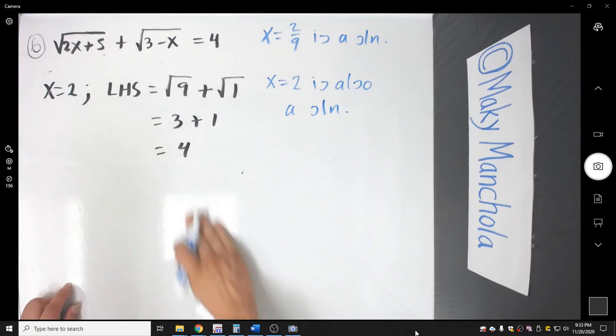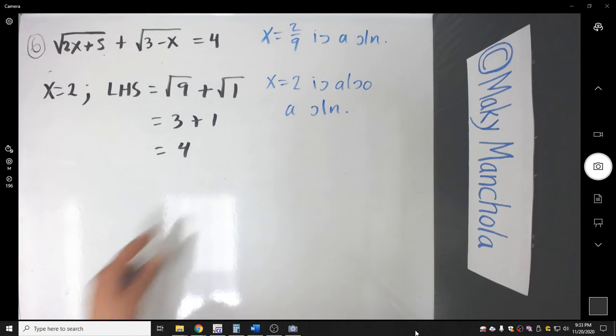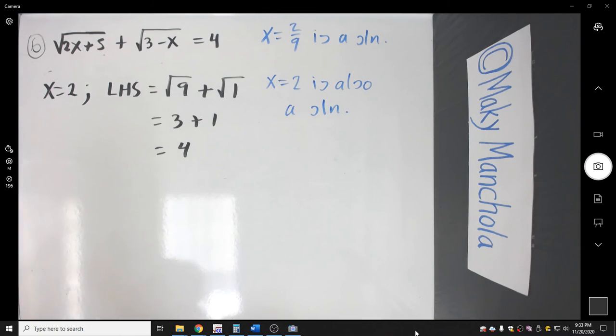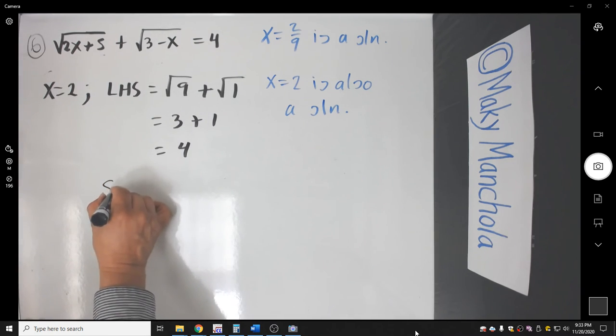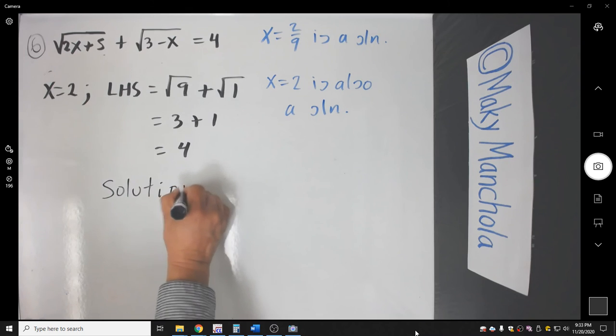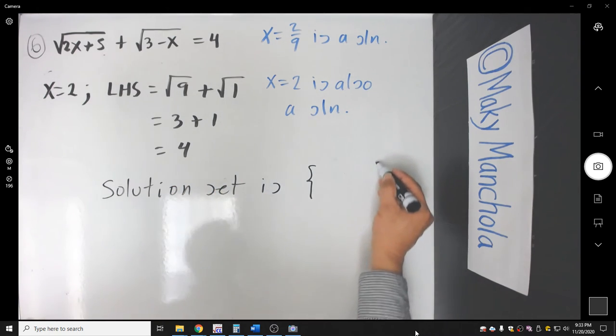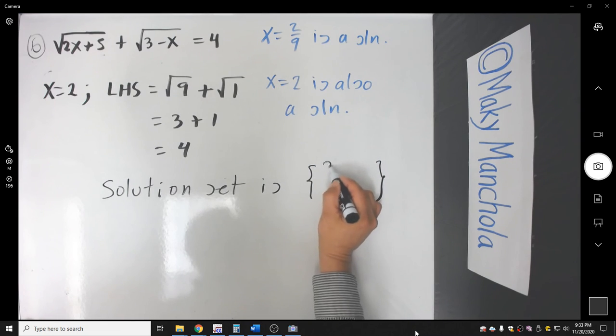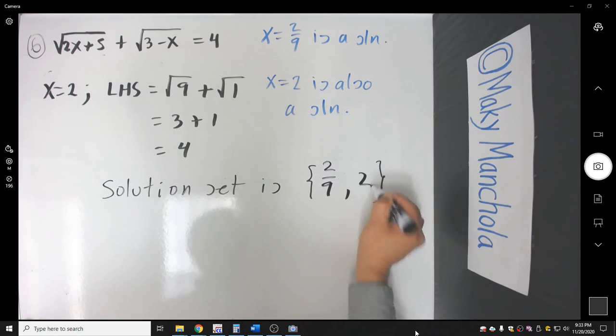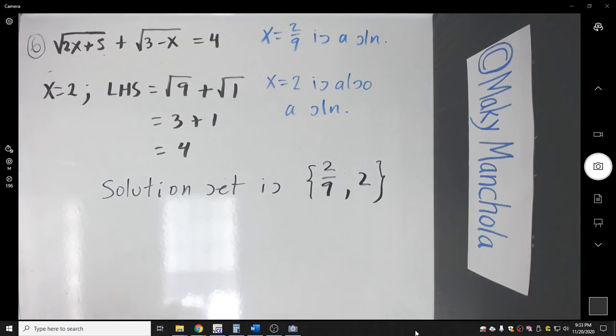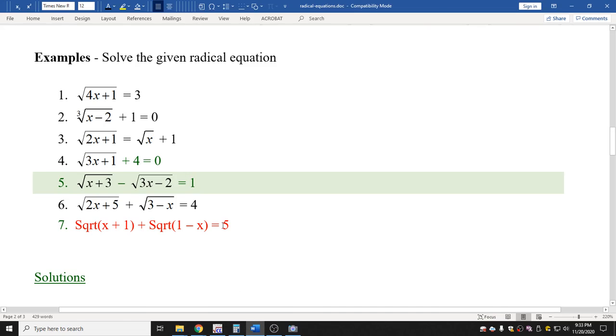Okay, so in summary, here is what we have obtained. The solution set of our equation is the set that contains the values 2 over 9 and 2. Okay, so our examples have been completed.